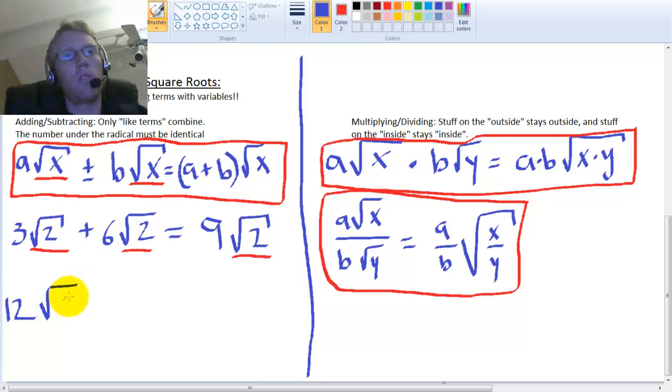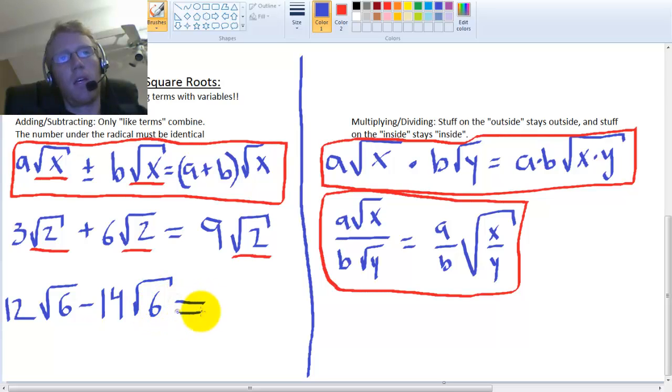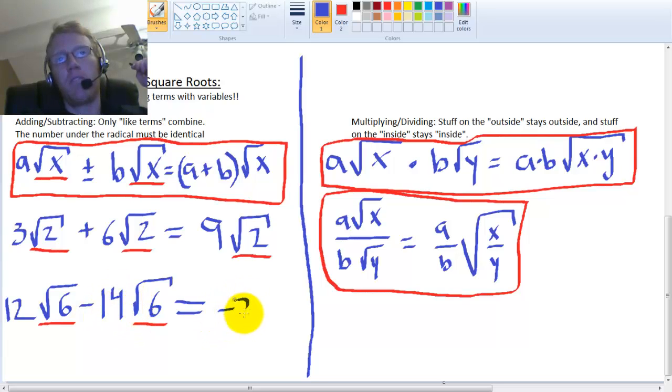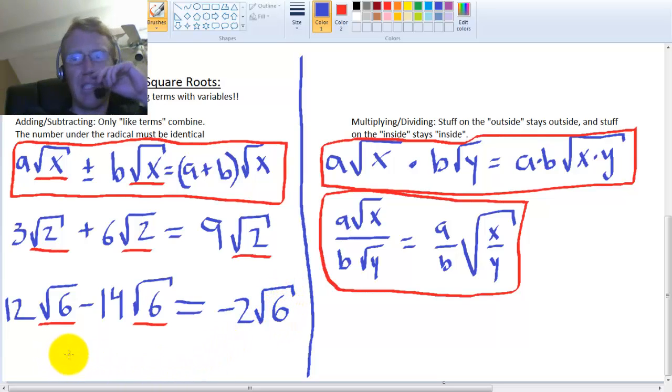12 root 6 minus 14 root 6. Okay. The part here matches up, so we're able to combine them. And we do the coefficient. 12 of them minus 14 of them is going to be negative 2 of them. And what are they? They are root 6's. Okay. Let's try one more example.